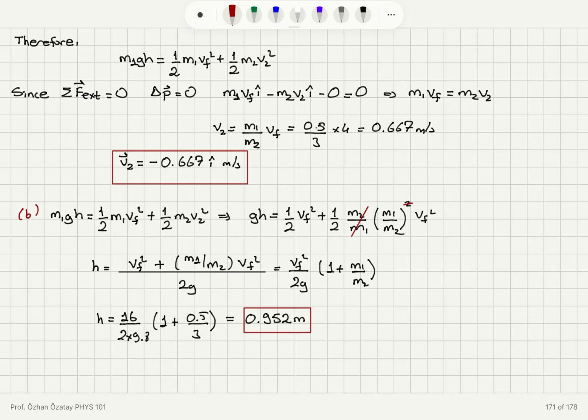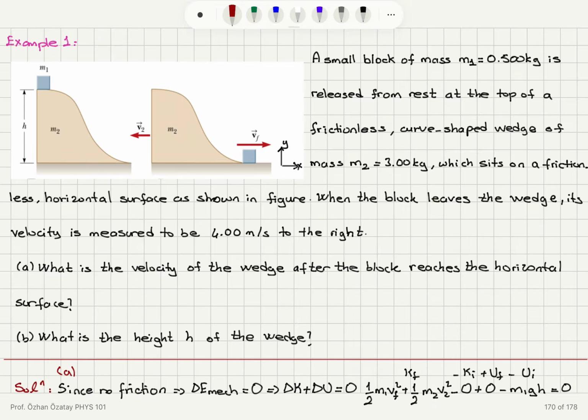Okay, so to summarize, we have a wedge. There's no friction on the wedge, there's no friction on the horizontal surface between the wedge and the surface, and m1 is at the top of the wedge initially. As this falls down on the wedge, its potential energy turns into the kinetic energy of m2 and m1. And during this process, since there is no external force acting on this system on the x-axis, we have linear momentum conservation on the x-axis, so we can utilize this information.